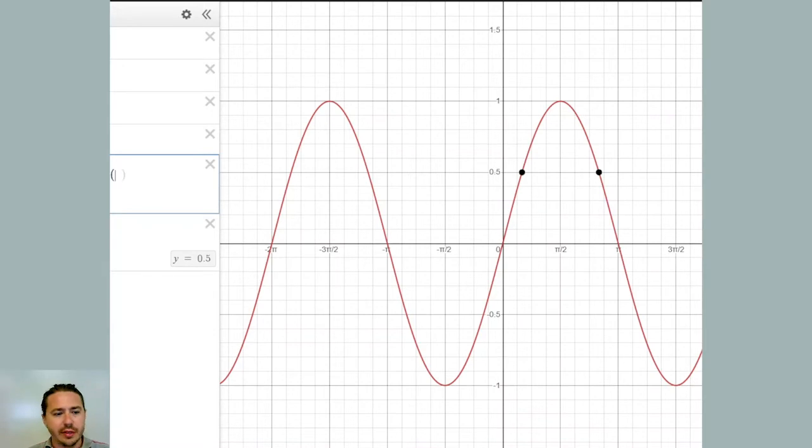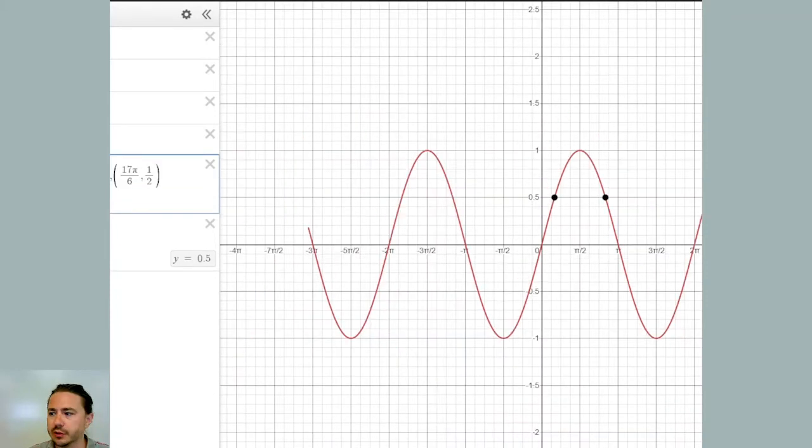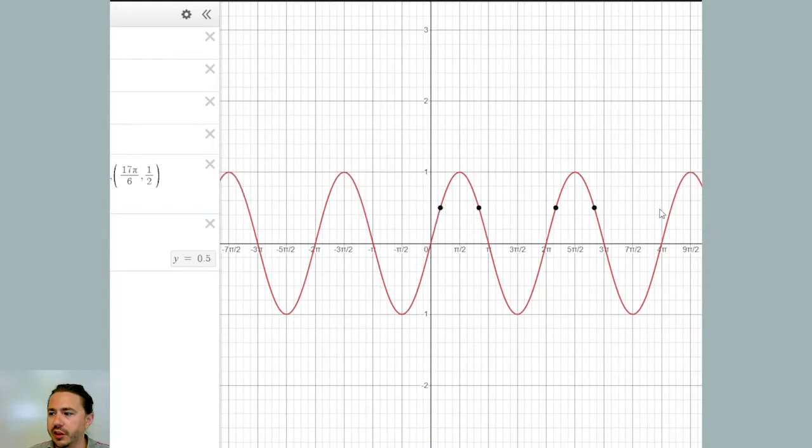And then the next one was, what was it? 5 plus 12 is 17 pi over 6. Let's see if that's right. 17 pi over 6 comma 1/2. Oh, you can't see it. Let me zoom out just a tad so you can see that. My bad. So this last one was the 17 pi over 6, and this one over here is the 13 pi over 6.